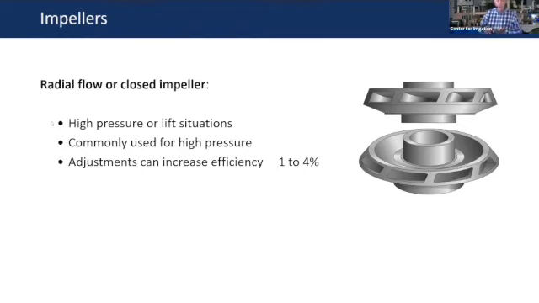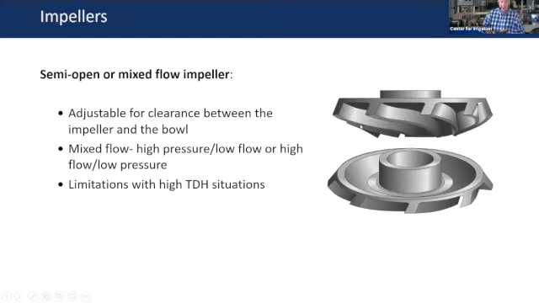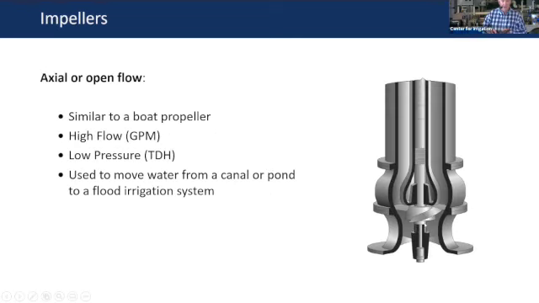Okay, so there's a radial or closed impeller right there. That's the first one I showed you. And then we have a semi-open or mixed flow impeller here, okay. Actually, I had it upside down when I was showing it. That's not too good. But anyway. And then finally, we have what we call an axial impeller, but it's more like a boat propeller. It's called open axial or open impeller. And this is for low lift situations, high volume.